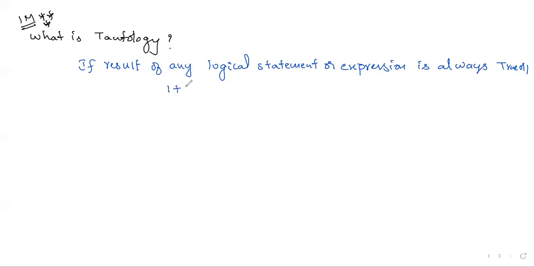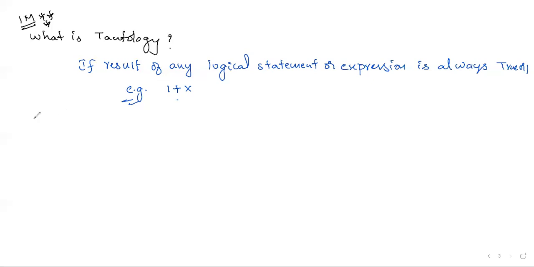1 plus x is the example for tautology. Actually, we have to say 1 or x. Here, or is going to be represented with this; we'll discuss about this. 1 or x is the example of tautology. So if they ask for examples, you have to write an example of tautology. 1 or x will be 1.